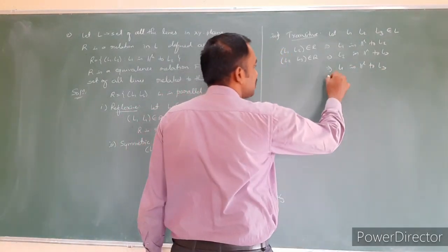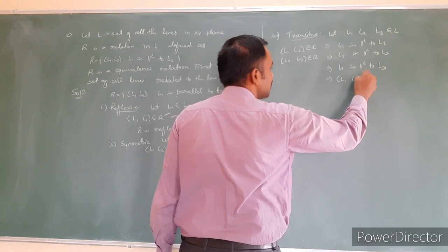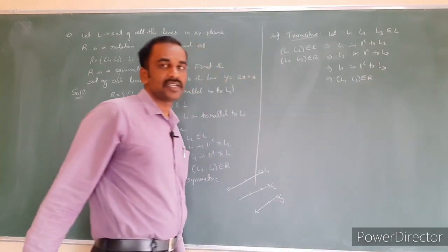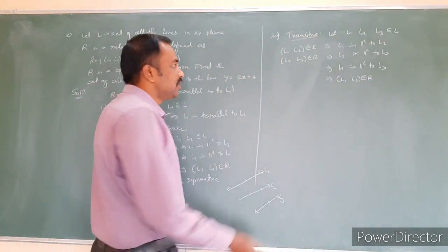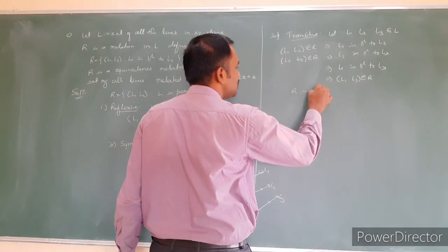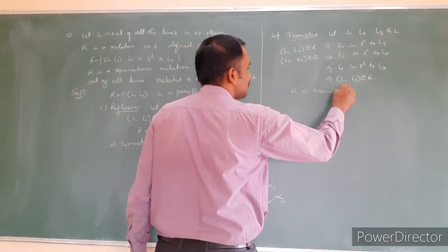L1 is parallel to L3 means obviously (L1, L3) belongs to the relation R. (L1, L3) belongs to the relation R. Therefore R is transitive. R is transitive.